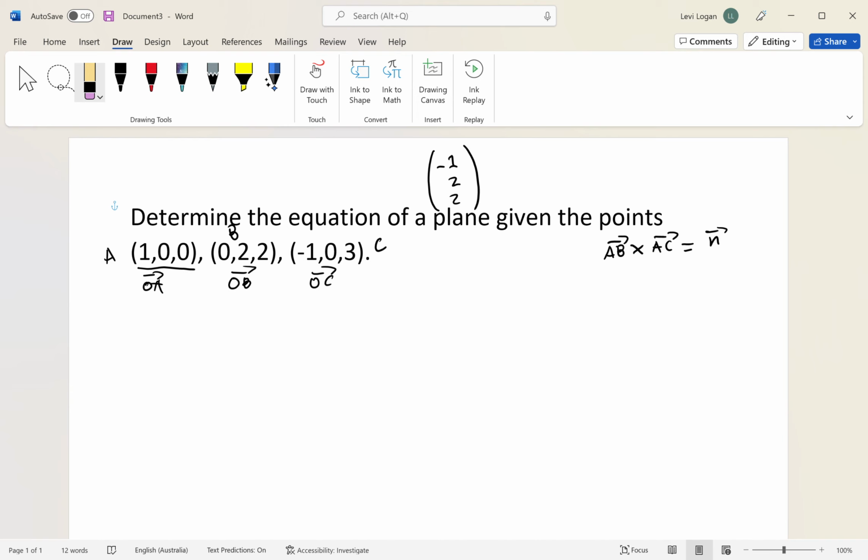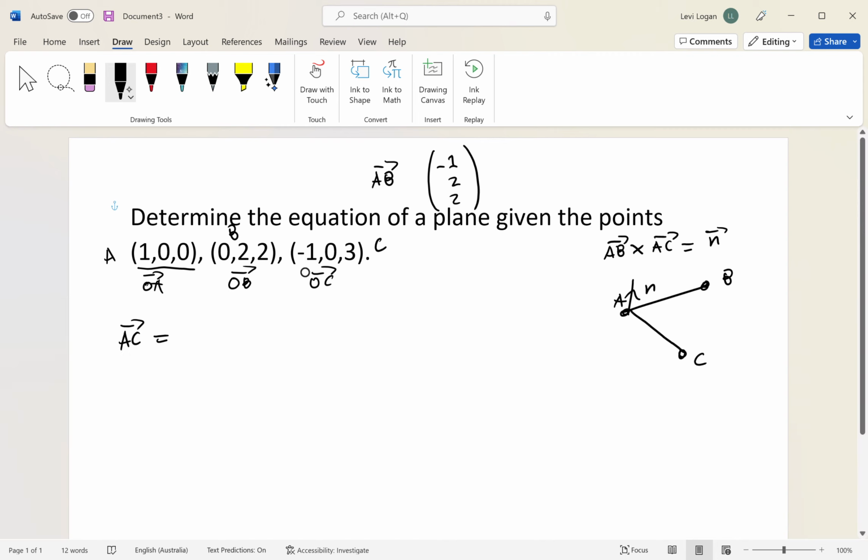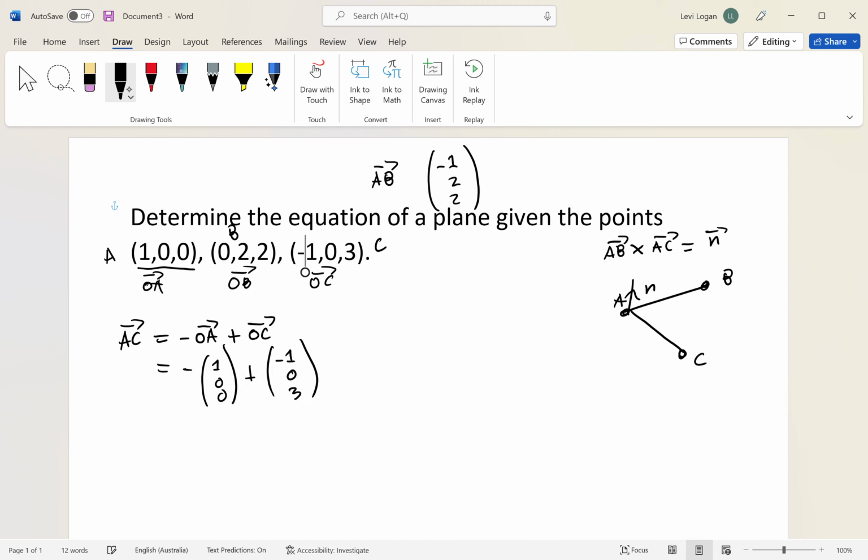So that's our vector AB. Similarly, we've got to find AC now, because we're looking for a diagram like this. So we have, this is A, B, C. That's what we're looking for. So AC is negative OA plus OC. So that's equal to negative 1, 0, 0 plus negative 1, 0, 3. And that is equal to negative 2, 0, 3.